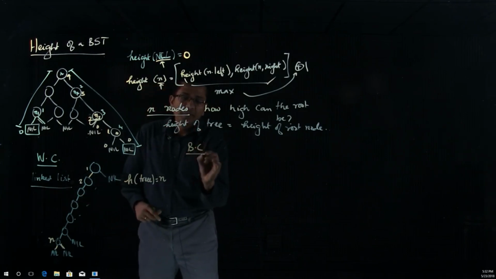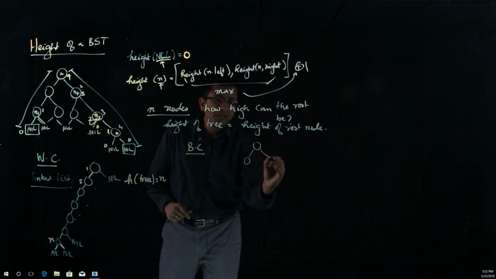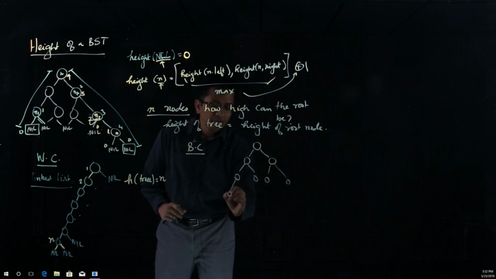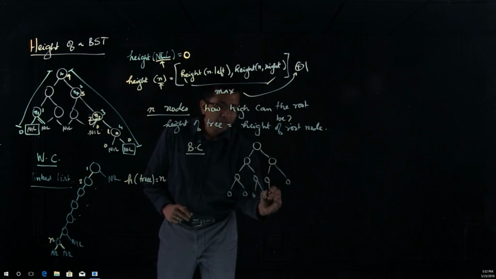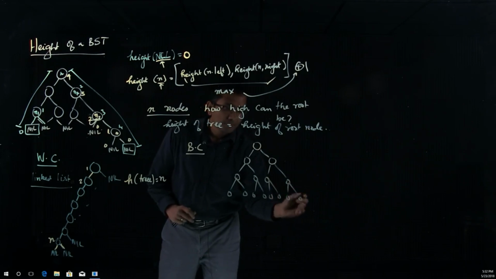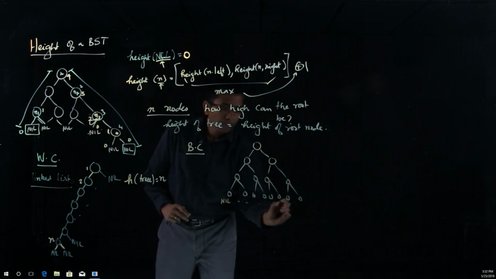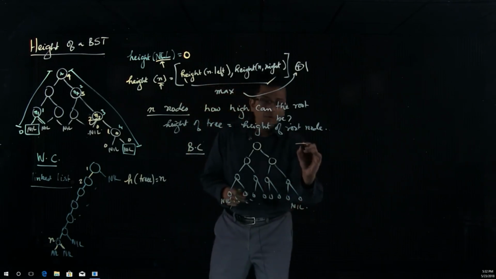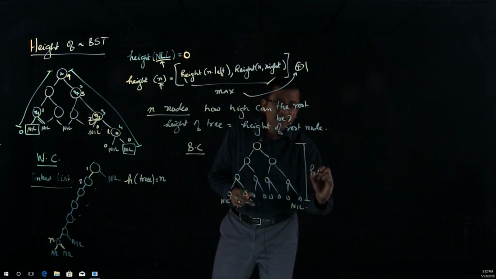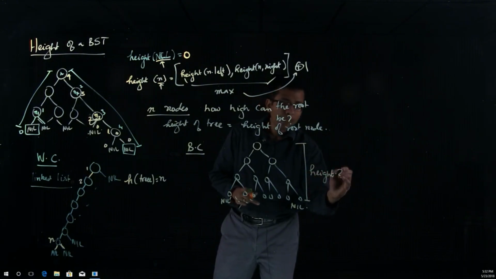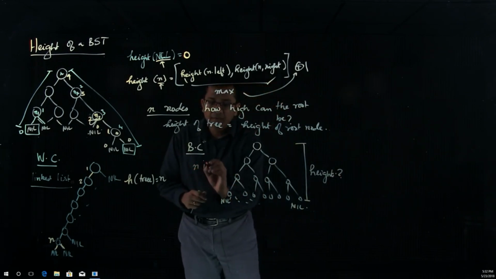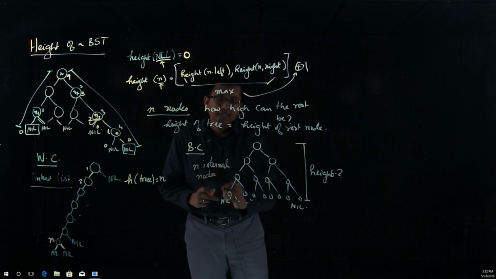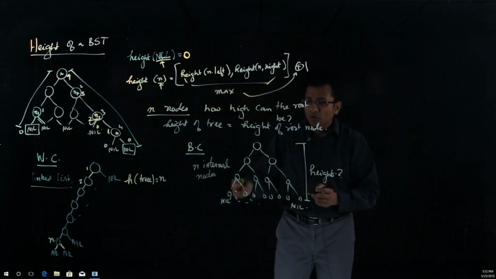What's the best case? The best case is a completely balanced tree where every node has two internal nodes, except for the nodes at the very end, which are going to have two leaves, nil, nil. So this is going to be all the leaves. If there are n nodes, what is the height of this tree? If there are n internal nodes, n circles, how high can this tree be? Well, we can talk about this.